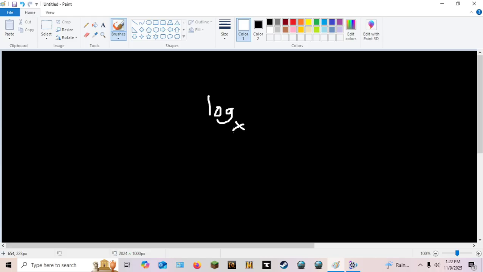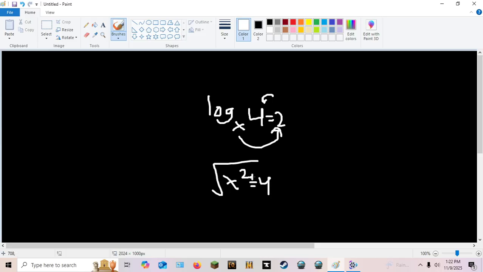Logs, finding the base. Log base x of 4 is 2. I need to convert to exponential form. x squared is 4. I need to take the square root of both sides, but the plus or minus square root of 4. Now the 2's cancel, giving us x by itself. x equals plus or minus 2.